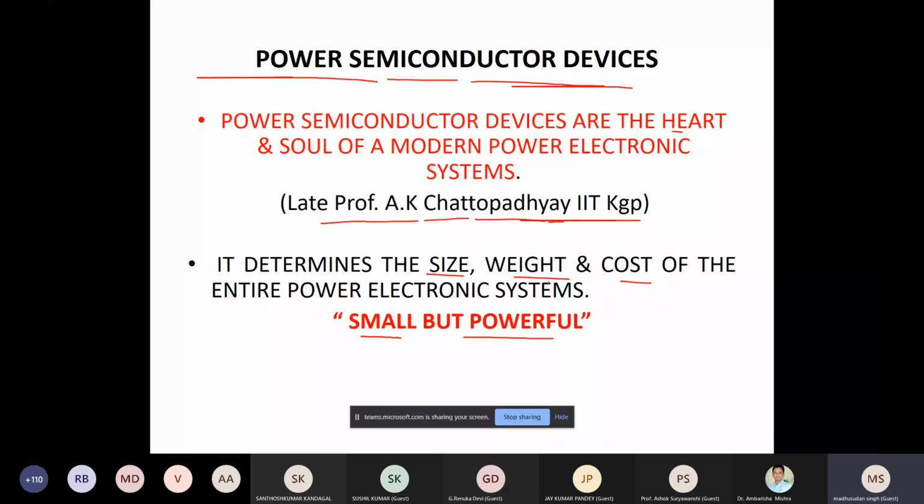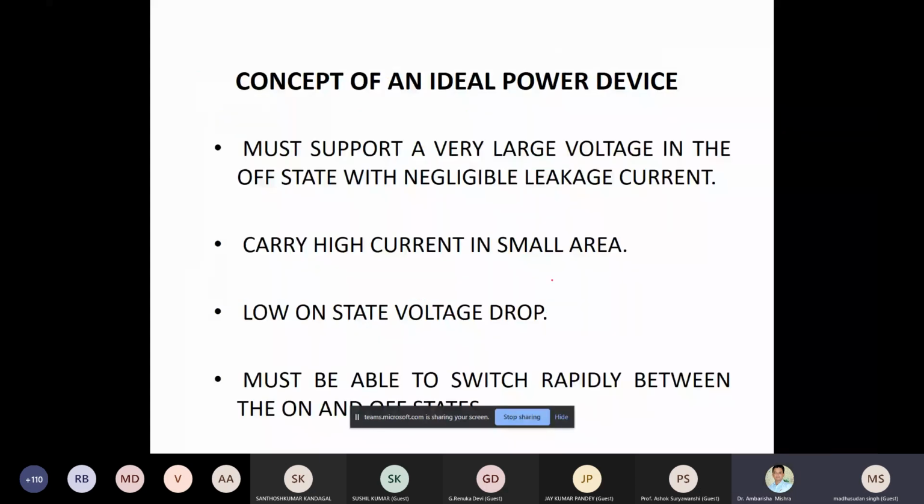I mean, by what time I have to stop it? Sir, it can go up to 115. 115, right? So I hope we have still good time. So I will talk some more about this power devices, and then we'll come to power converter.